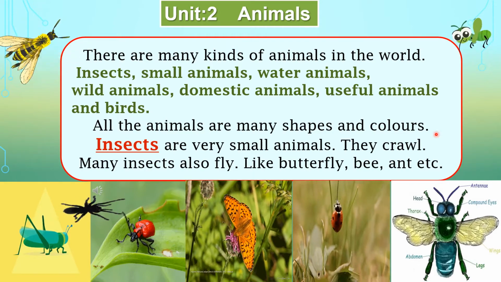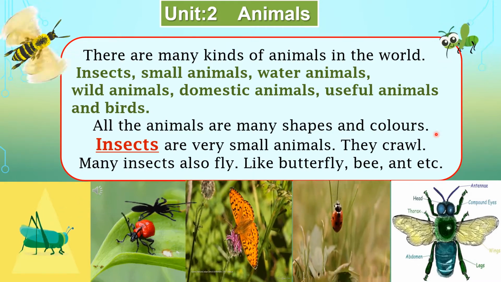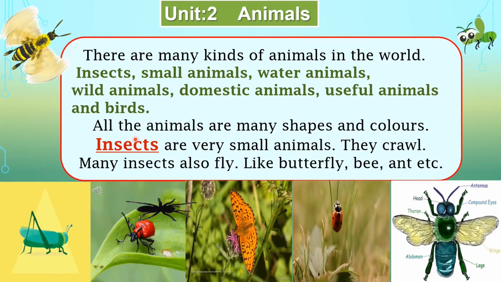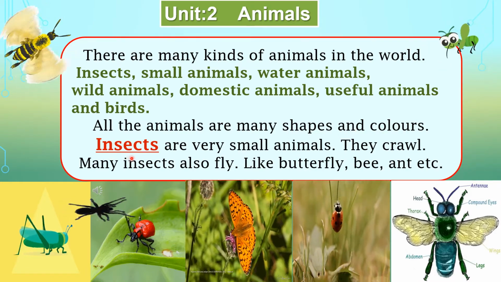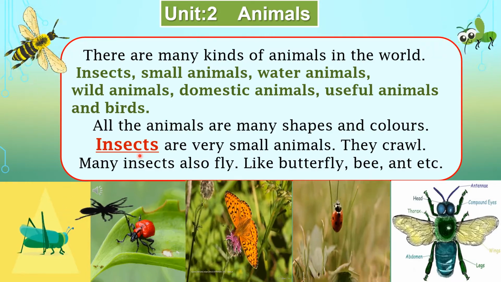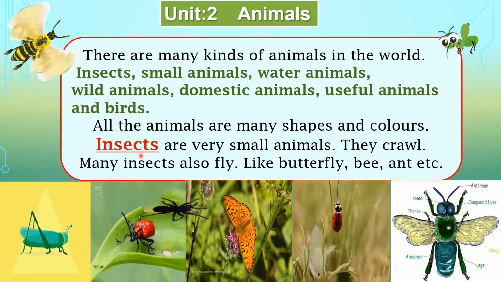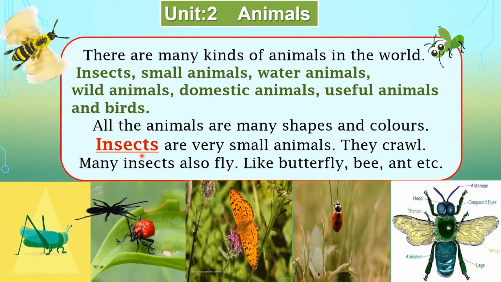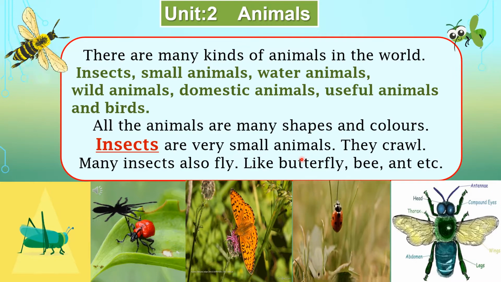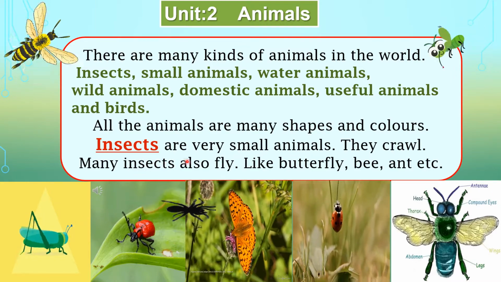So look at page 7 of your science book. First of all, we have to read about insects. Now you have to read with me. I'm going to read the first sentence. Insects are very small animals.